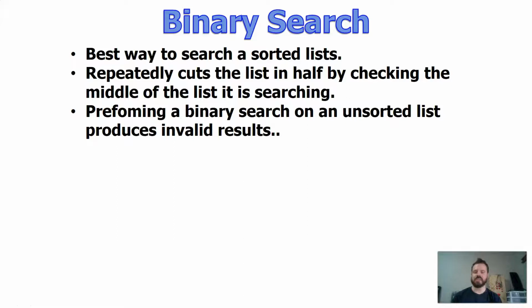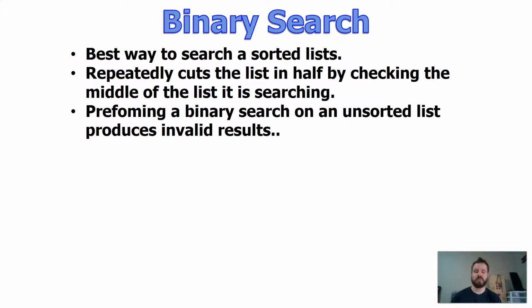Okay, binary search is the best way to search a sorted list. And basically it works just like I talked about, repeatedly cutting the list in half by checking the middle of the list it is searching. Okay, so we'd find the middle, and then we'd find either the middle of the top half or the bottom half, then we'd find the middle of that quarter until we end up with either the value we're looking for or confirm it's not in the list.